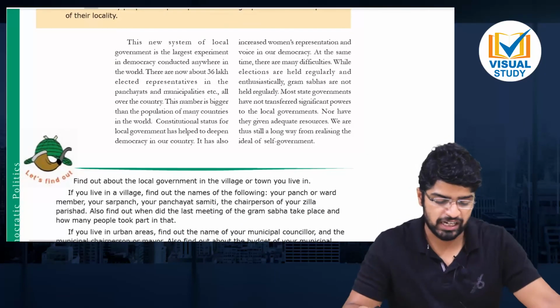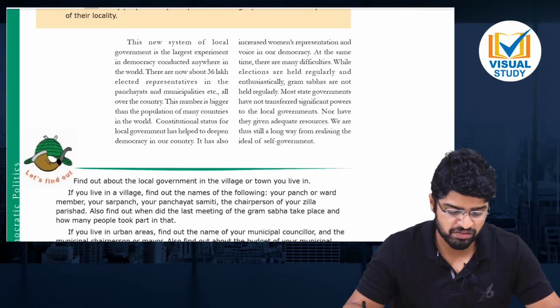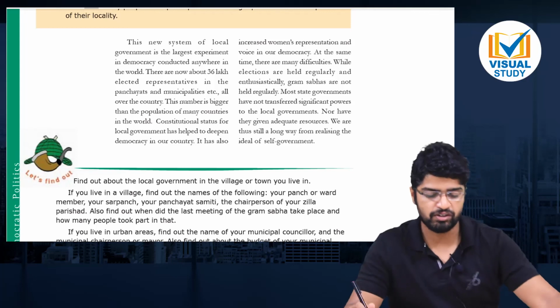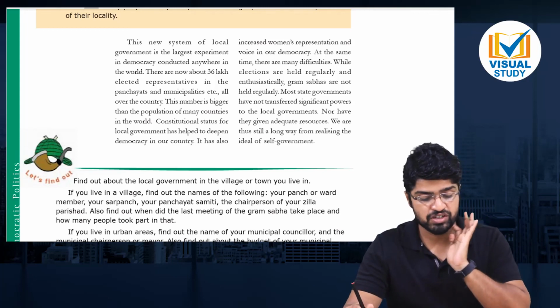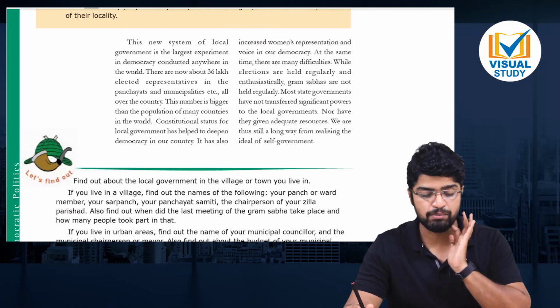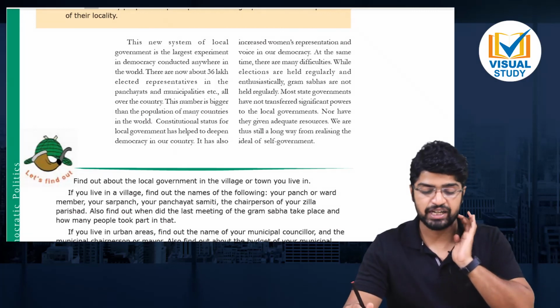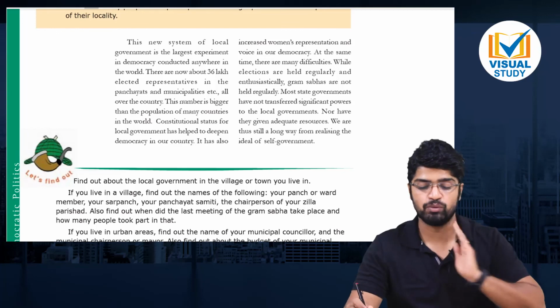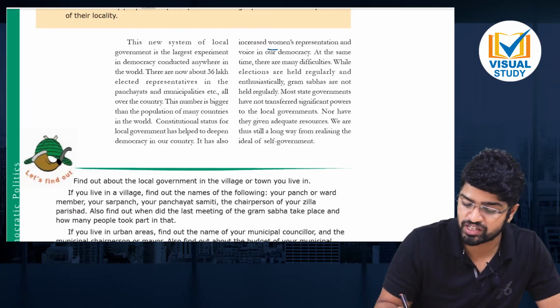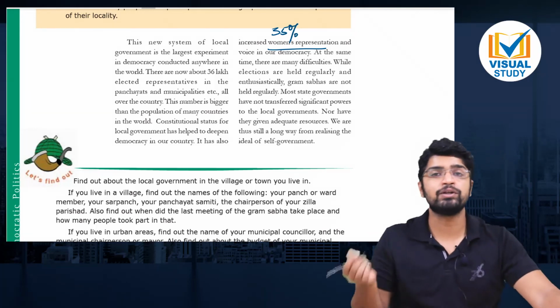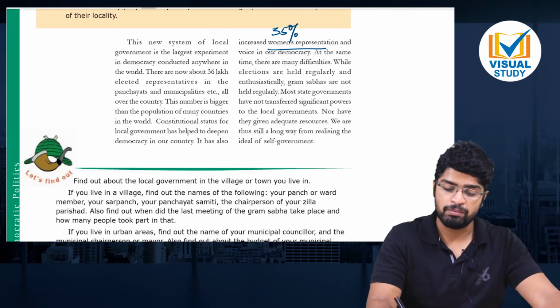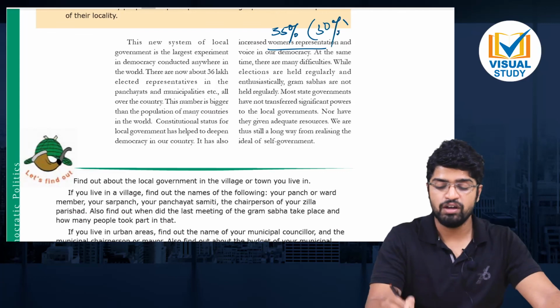Next one. There are now 36 lakh elected representatives in the panchayats and municipalities all over the country. This number is bigger than the population of many countries in the world. Constitutional status for local government has helped to deepen democracy in our country. It has also increased women's representation and voice in our democracy. Women's representation has increased. Okay, there was a basic nearly 35% participation given to women in the governmental bodies. In Maharashtra state, that has gone up to 50%.